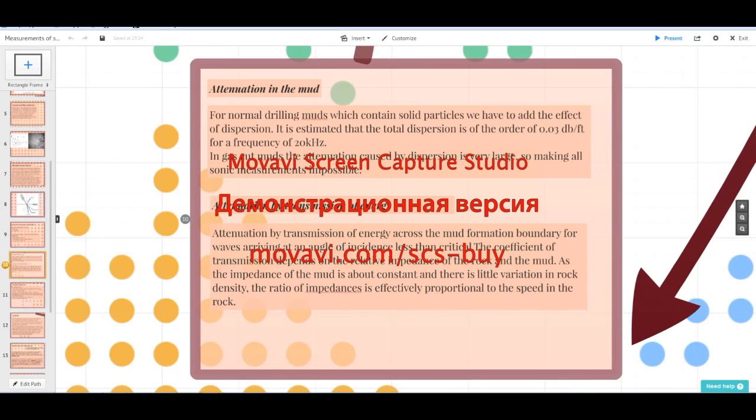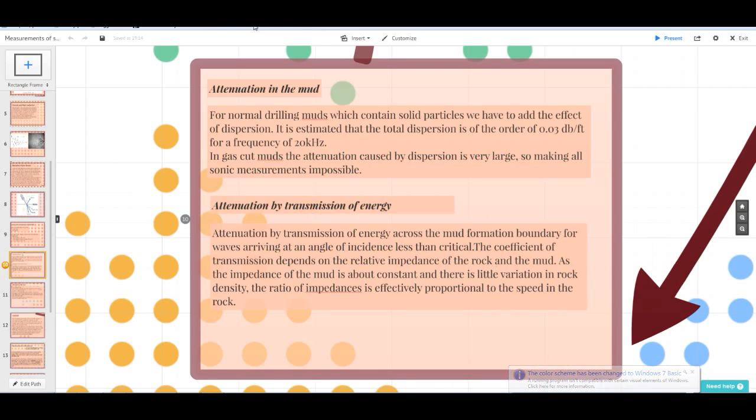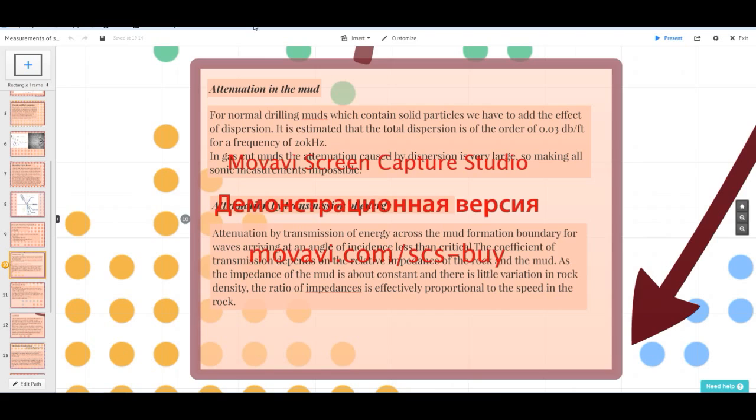Attenuation in the mud. For normal drilling muds which contain solid particles, we have to add the effect of dispersion. It is estimated that the total dispersion is of the order of 0.02 decibel per pound for a frequency of 20 kHz. In gas-cut muds, the attenuation caused by dispersion is very large, making all sonic measurements impossible.